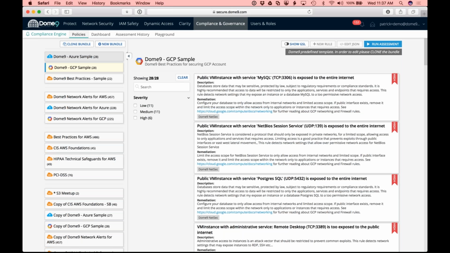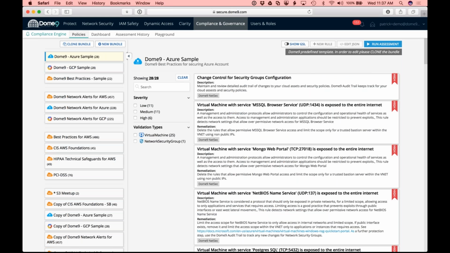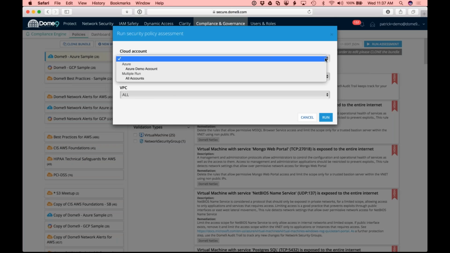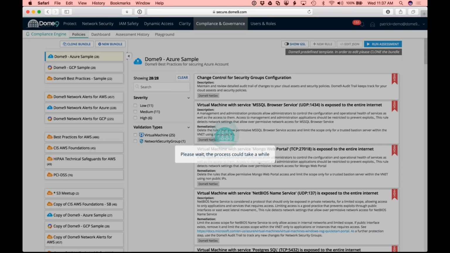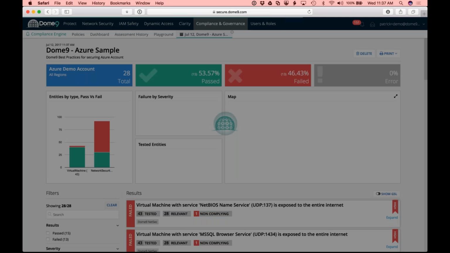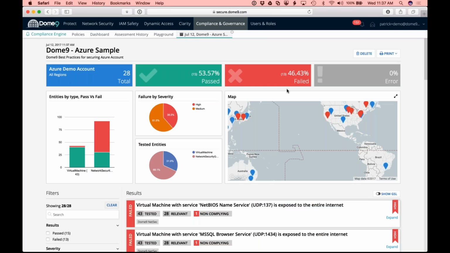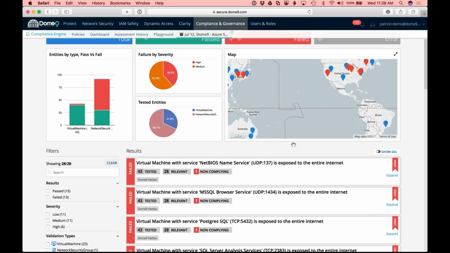Let's run our Azure sample. And again, we'll choose our account. We'll hit run. We'll do this for every platform we support. We'll take a look at how they differ. In this case now, we've got a few more resources, and as such, we have a few more failures within our environment. So we've got just about an even pass-fail ratio. And now for each test in that bundle that we executed, and there was, I think, 22 of them, we will now list each one and the failures as well.